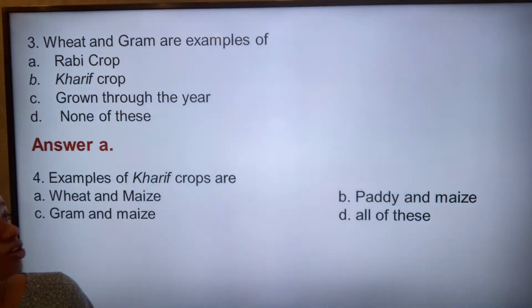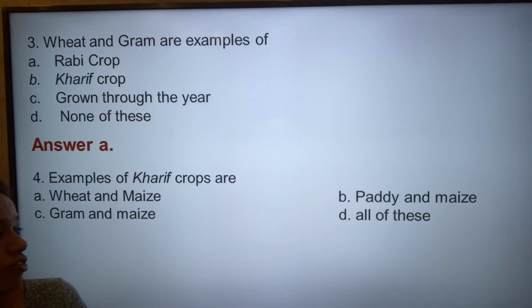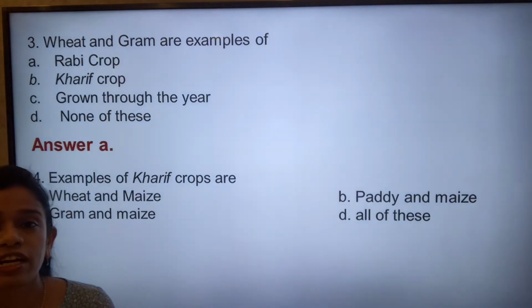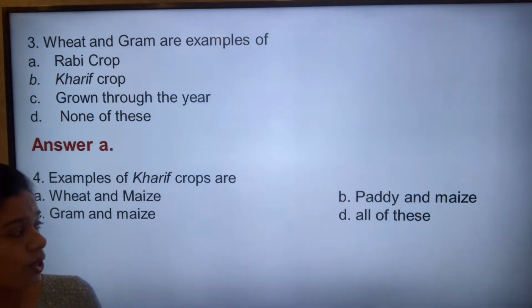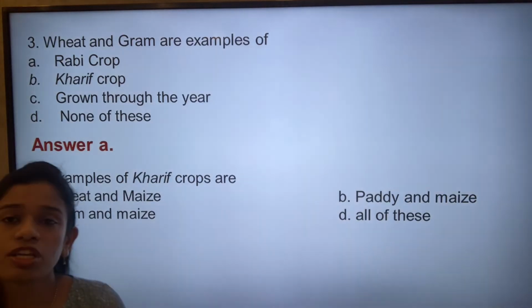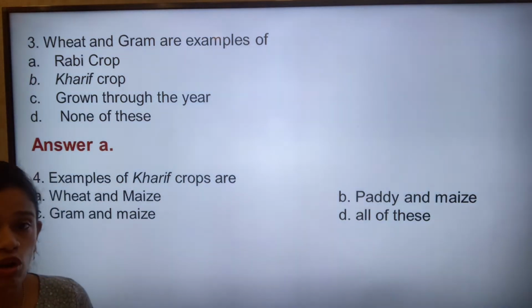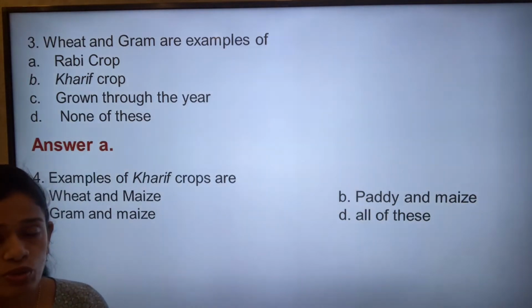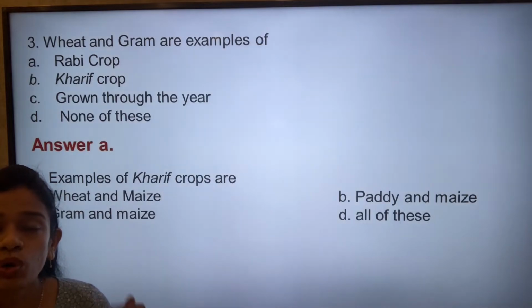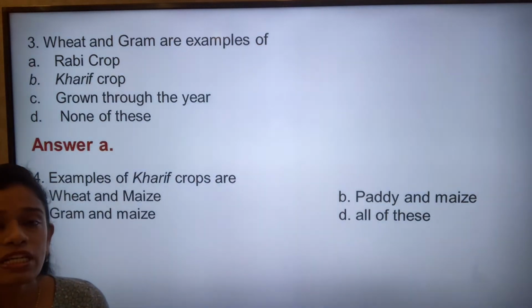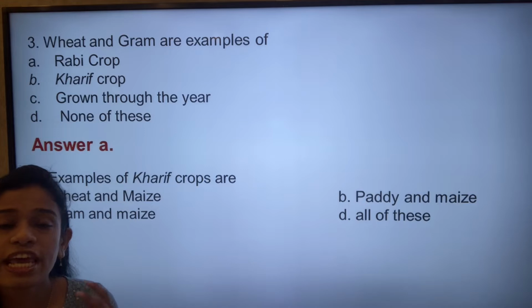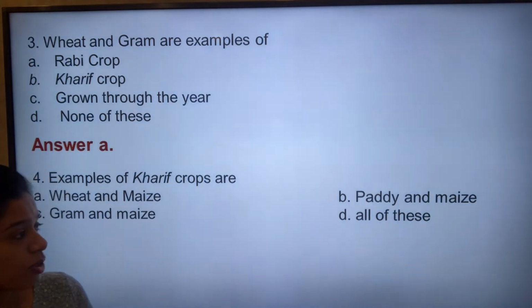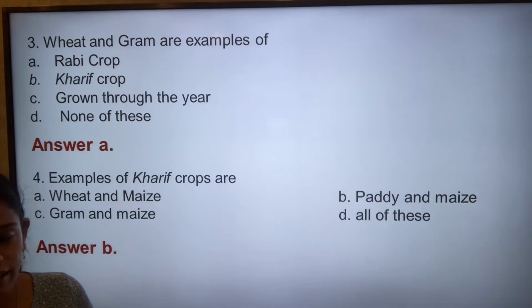Next question, examples of Kharif crops are wheat and maize, paddy and maize, gram and maize, all of these. I told you in the first question that Kharif crops are those crops which are water-loving crops. They are mostly grown on the onset of the monsoon, and examples are paddy and maize, because we know paddy is such a crop which requires lots of water. So paddy is a water-loving crop, so it is mostly grown in the Kharif season. Nowadays even it is grown in the Rabi season, but paddy is mostly stipulated or mostly given that it is a Kharif crop. So it is option B, that is the correct answer.